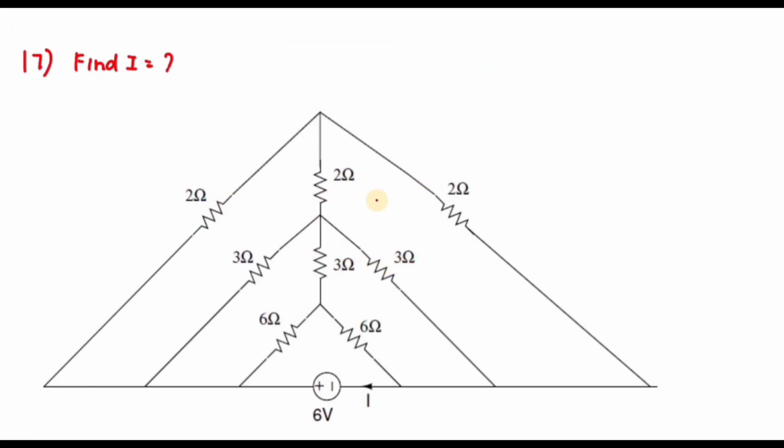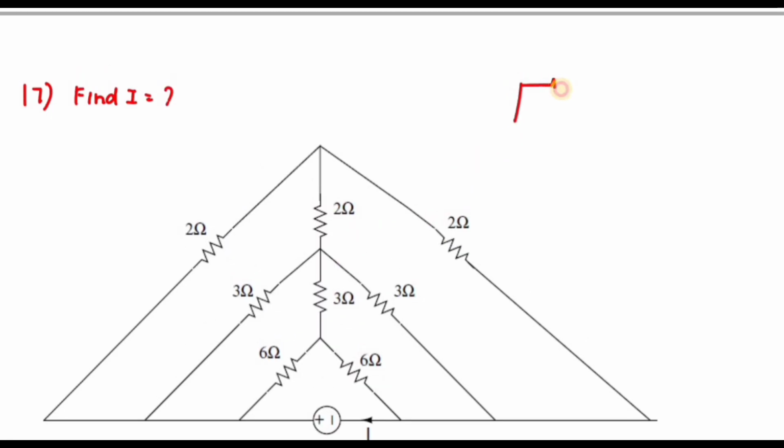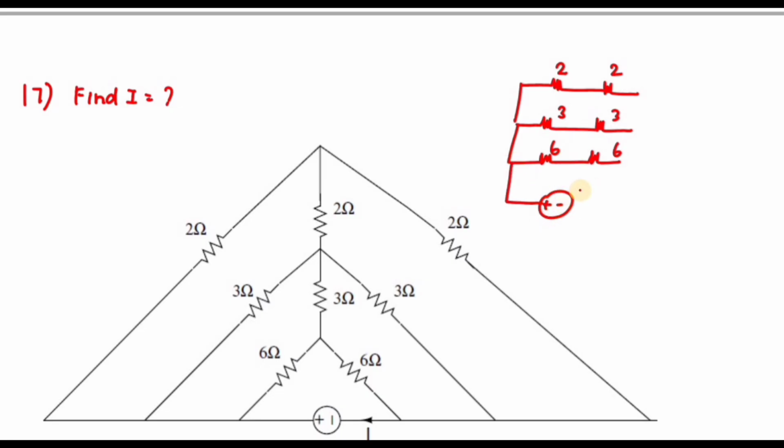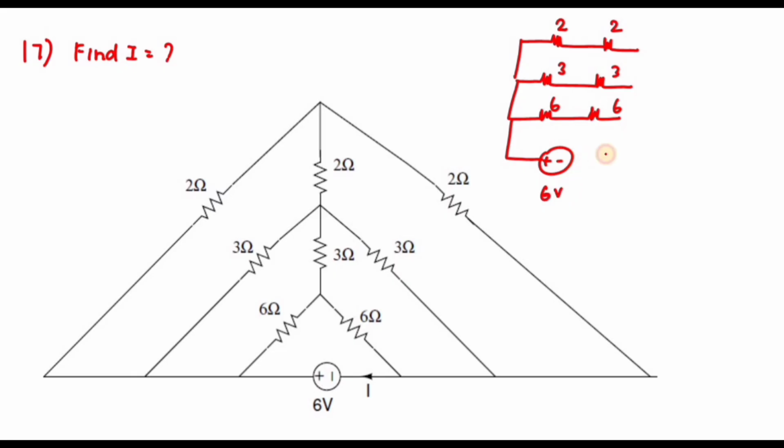So you can see here both 2 and 2 are the same, and in the center also you have 2. So I'm going to connect this 2 and 2 in series. Likewise 3 and 3 in series, and likewise I'm going to connect 6 and 6 in series. Okay. And I'm going to connect the voltages and I need to find the current that is flowing. So the total resistance is 4, this is 6, and this one is 1.